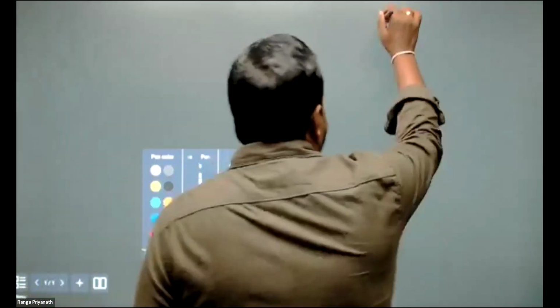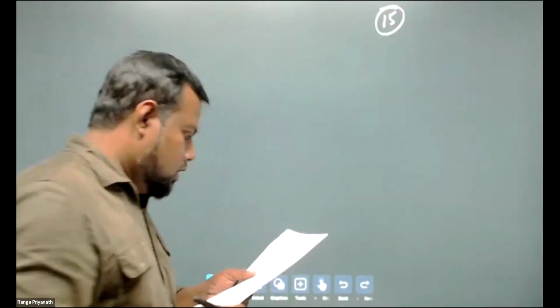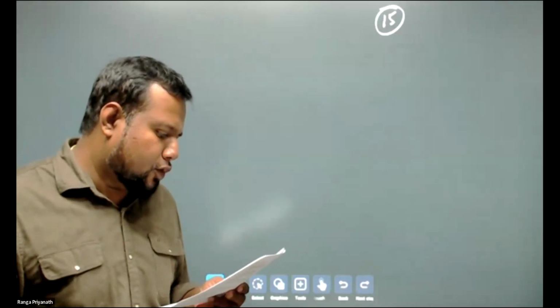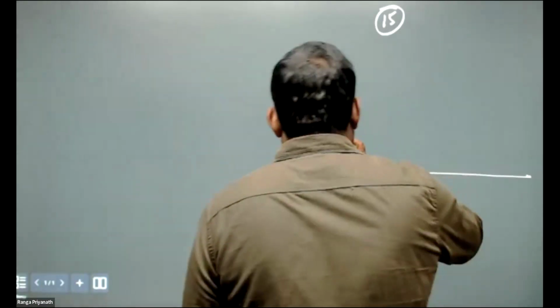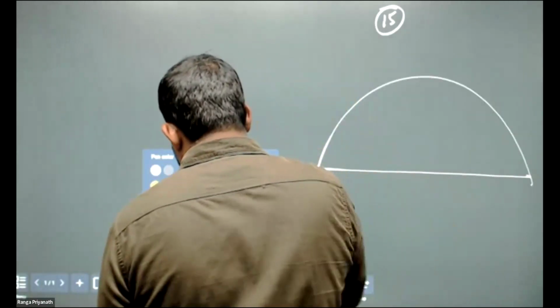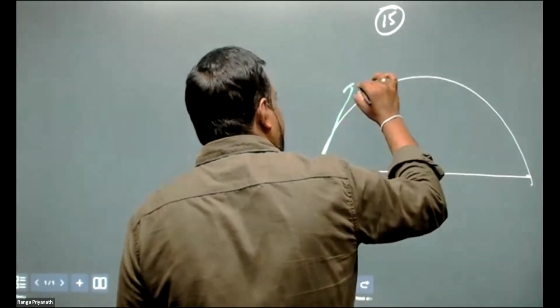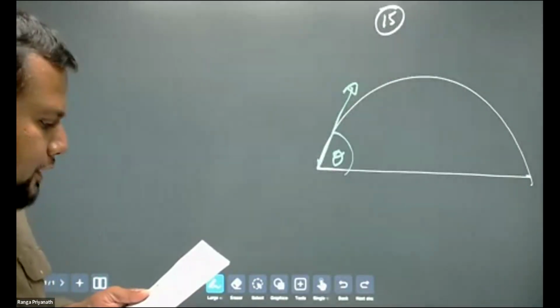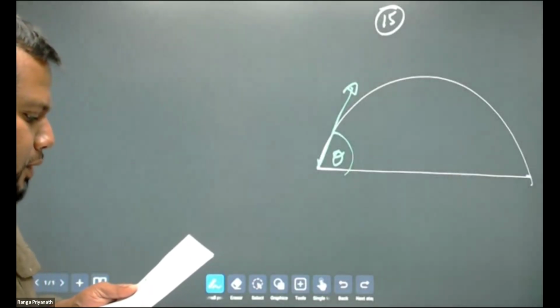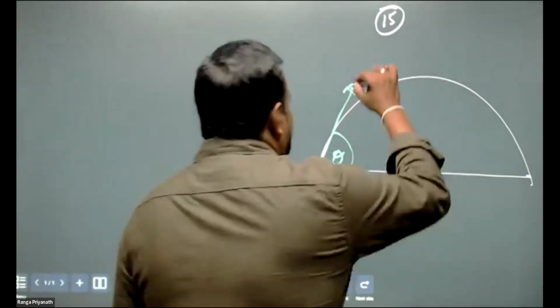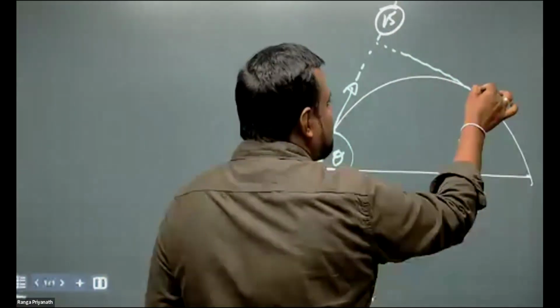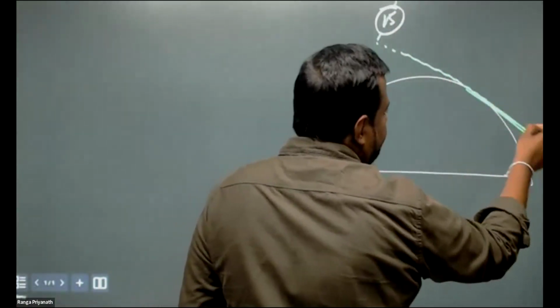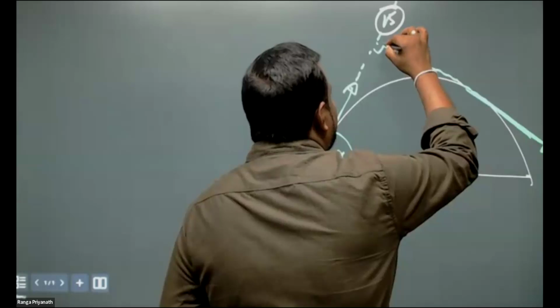Question number 15. A particle is projected with the initial velocity v at an angle theta to the horizontal. Its velocity at the moment when its direction of motion is perpendicular to the initial direction. So this is the initial direction. Perpendicular means somewhere here. This is perpendicular.